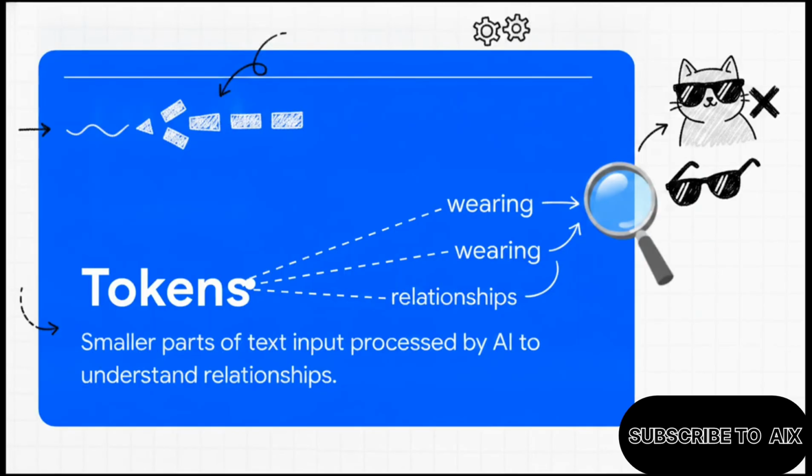But wait, how does it actually know where to put things? Well, that brings us to a crucial piece of jargon: tokens. Tokens are simply the smaller chunks that a text input gets split into, allowing the AI to process their relationships. See, the AI isn't just reading a sentence the way we do. It processes each individual token to grasp the context. For instance, it has to know that the word wearing means the sunglasses belong on the cat, not just floating randomly in the sky behind it. That contextual accuracy is literally everything.